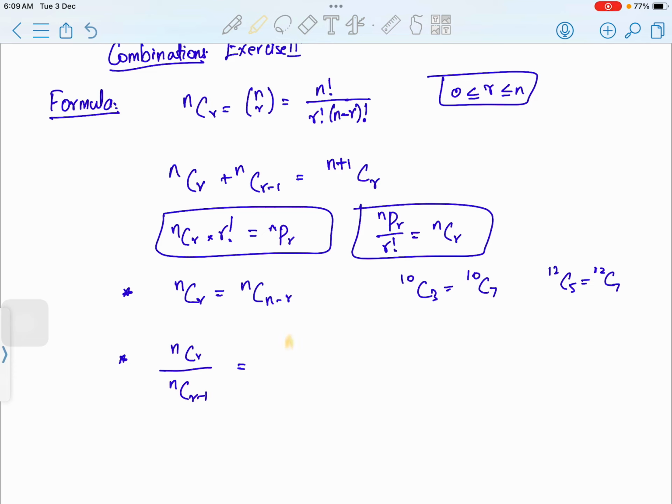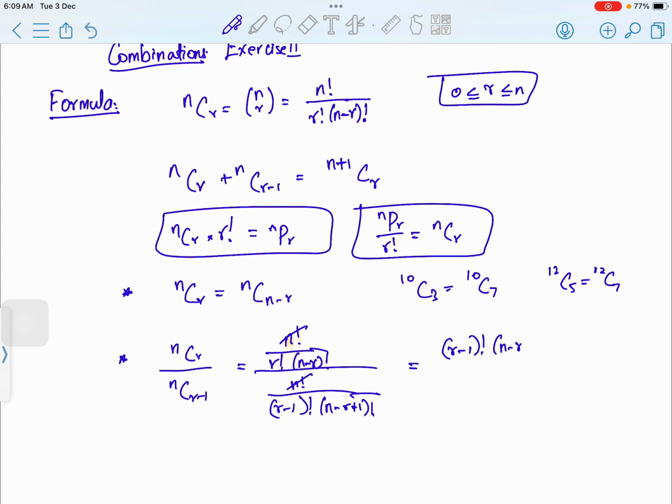What will happen? n factorial by r factorial by n minus r factorial, divided by n factorial by r minus 1 factorial by n minus r plus 1 factorial. So n factorial cancels. In the last step, if you put the denominator into the numerator, we get r minus 1 factorial into n minus r plus 1 factorial divided by r factorial into n minus r factorial.